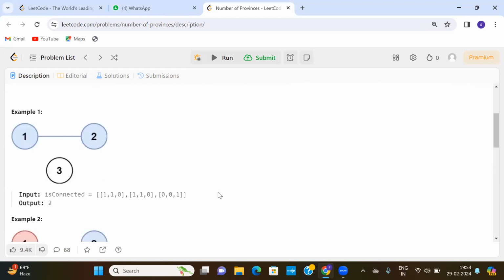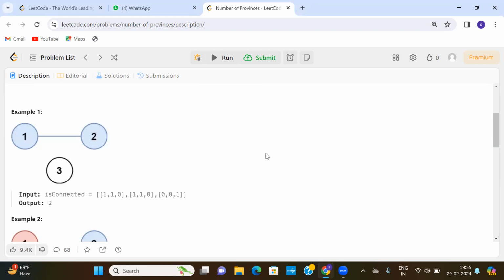The isConnected vector is given to us. The question is following one-based indexing. What we mean by one-based indexing is that our graph's nodes will start from 1, not from 0. So isConnected[0][0] is equal to 1. It means 1 is self-connected to itself, as well as at the 0th index and the first, it is also given to us as 1. It means 1 is also connected to 2. Whereas isConnected[0][2], that is i = 0 and j = 2, is 0. It means that 1 and 3 are not connected to each other.